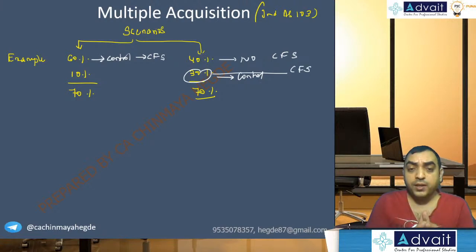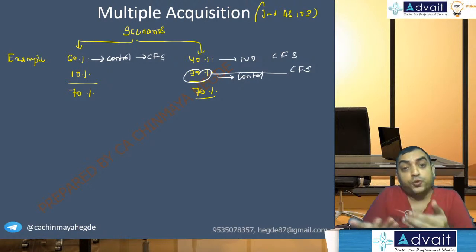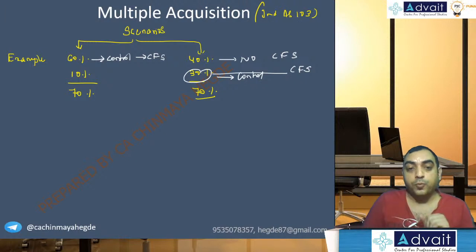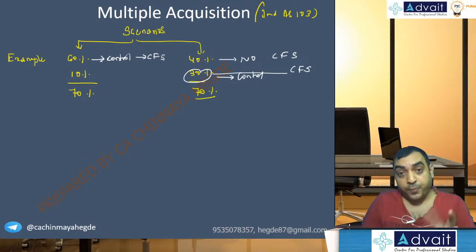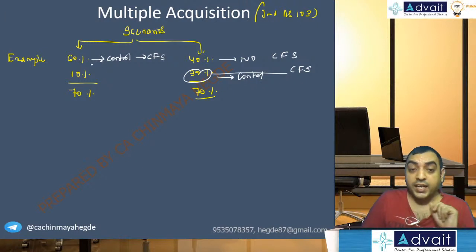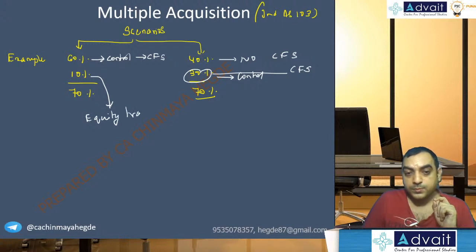In the first example, in the first acquisition itself, you prepared consolidated financial statements and then you acquired more. So when the CFS is prepared, goodwill is already calculated. So this 10% acquisition you have to account for as an equity transaction. And in the second case, the 30% acquisition is when you are going to account for the acquisition.